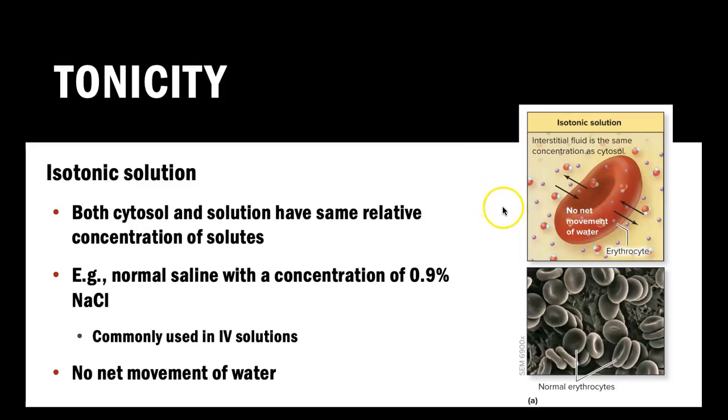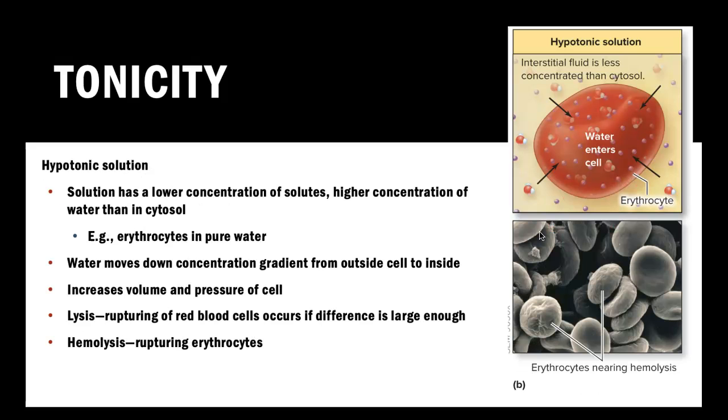So here we could see that the cytosol, the inside of the cell, and the solution surrounding the cell have the same concentration of solutes, and therefore we're not really going to have any change within the water volumes here. An example of this would be normal saline with a concentration of 0.9% sodium chloride. Again, usually we will find this in IV solutions and not have a net water movement.